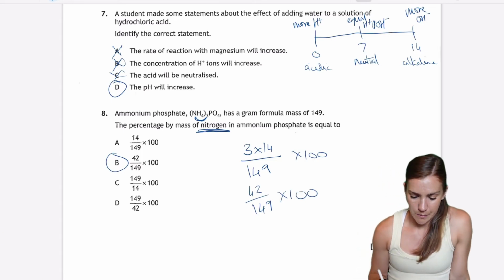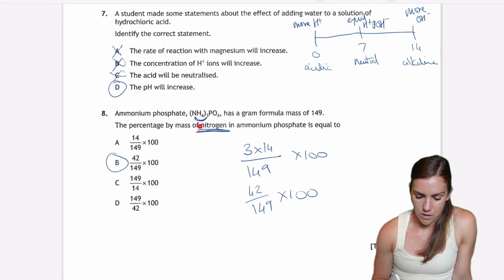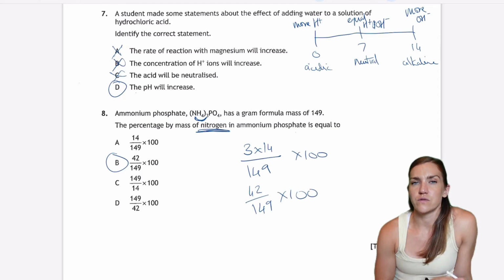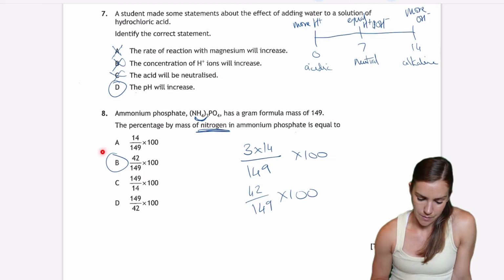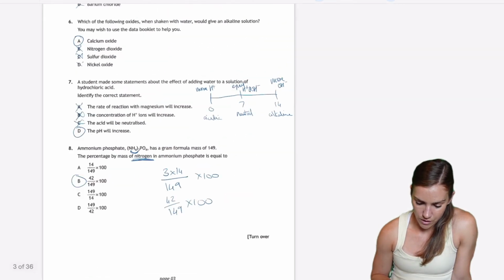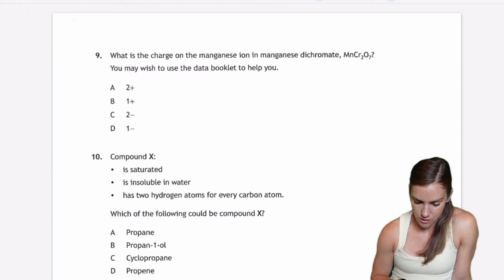The place people probably most likely went wrong here is that they didn't account for there being 3 moles of nitrogen in 1 mole of the substance. They would have just maybe put 14 on the top, so they might have picked A. So just watch out for that in those percent by mass calculations.